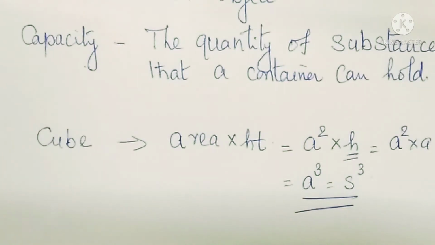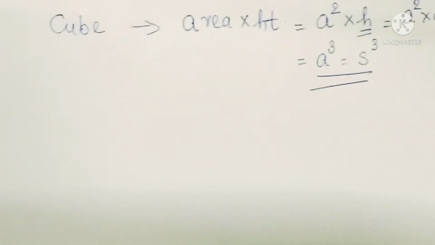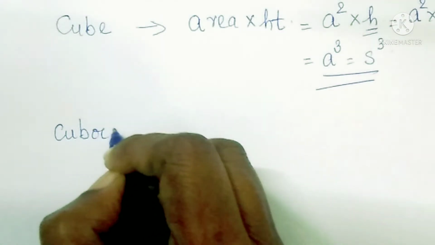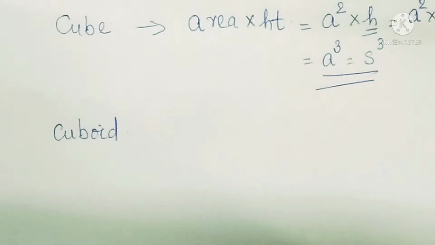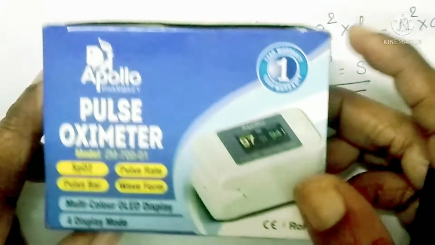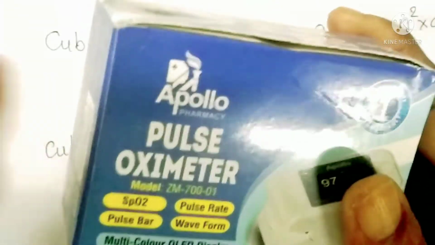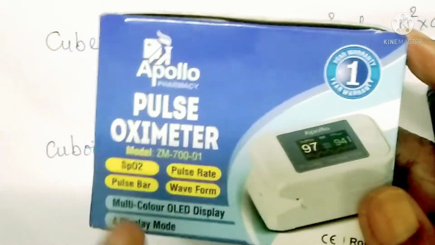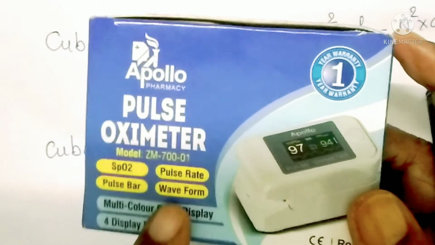Now I don't have a cube but I can show you a cuboid, and we will see how to find the volume of a cuboid. Just a minute. Now see, this is a cuboid. Here you have a rectangle, here also you have a rectangle, and here also you have a rectangle. So this solid is made up of rectangular faces. So this is a cuboid.